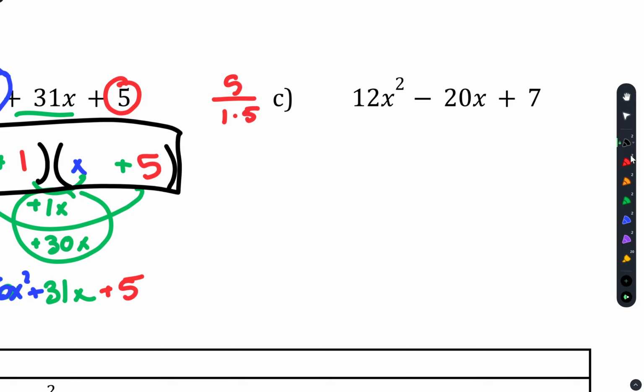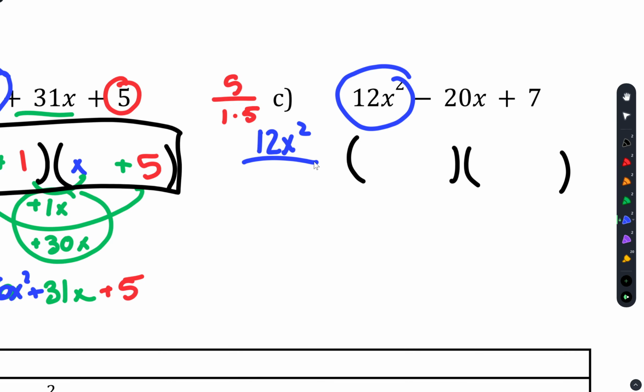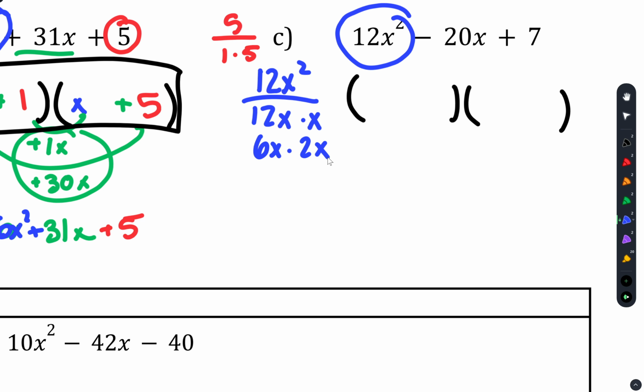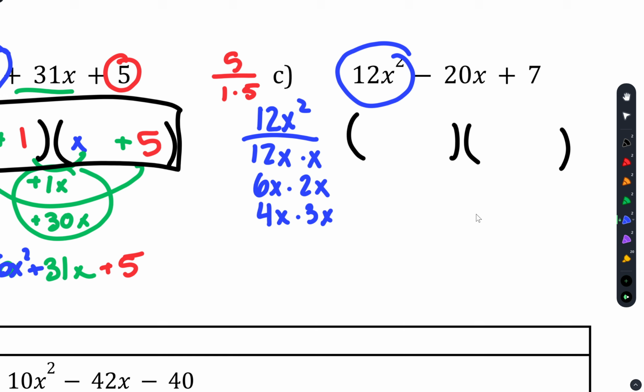In letter C, I'm going to start with GCFs. Any? I don't think so. Factors of 12x squared. The obvious one, 12x times x. What else can we use? 2x and 6x. What else? Okay, and now we got them all. 7 only has one option. So that's where we're going to start. And then what are we going to put in there?